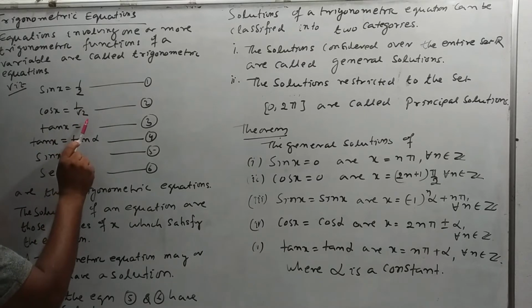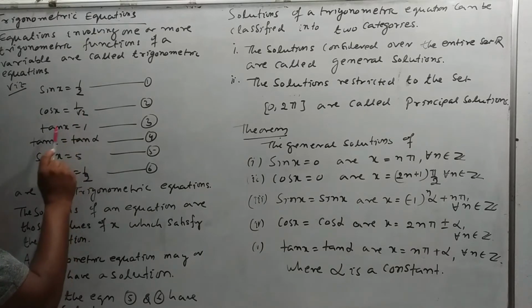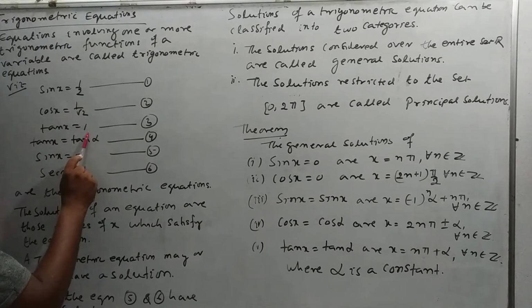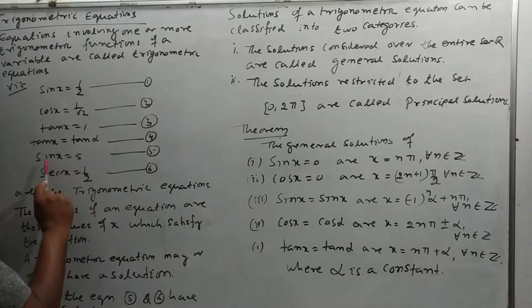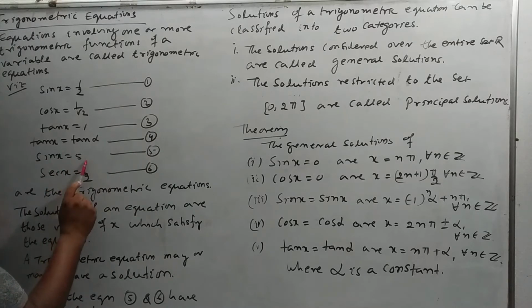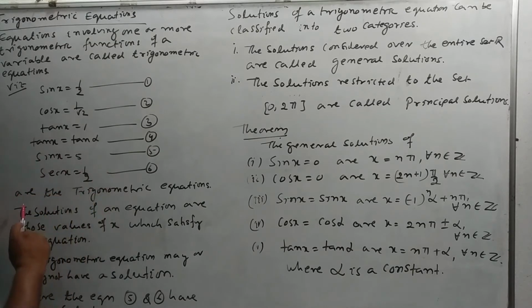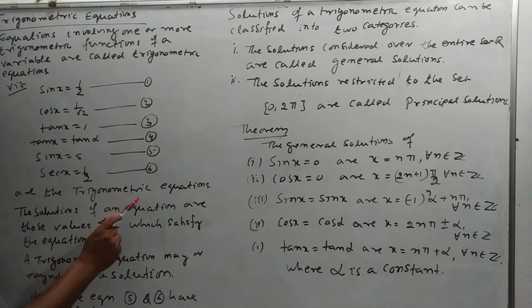Cos x equal to 1 by root 2, it is a trigonometric equation. Tan x equal to 1, it is a trigonometric equation. Tan x equal to tan alpha, where alpha is a constant, it is a trigonometric equation. Sin x equal to 5, it is also a trigonometric equation. Sec x equal to half, also a trigonometric equation. These are the trigonometric equations.